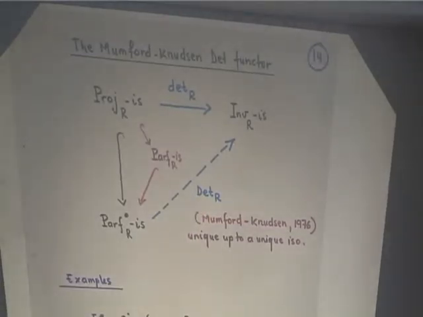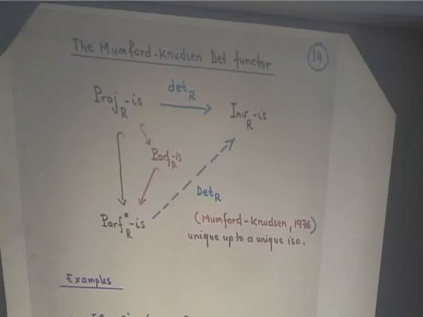This is a big theorem. It was proved by Mumford and Knudsen in 1976, and they were heavily building upon earlier work of Grothendieck. Actually, Grothendieck suggested this problem to them. So this is the so-called Mumford-Knudsen determinant functor, and what it does is take a perfect complex of R modules and make it canonically into an invertible R module, a projective R module of rank 1. Now, I won't be able to define this functor for you.